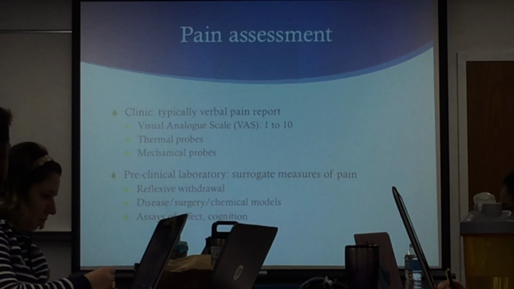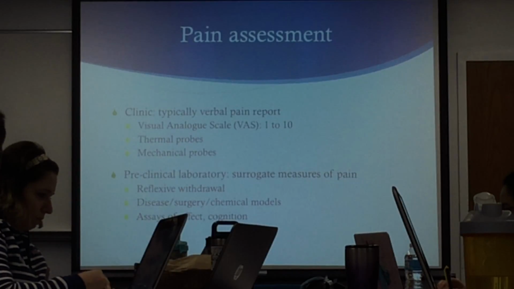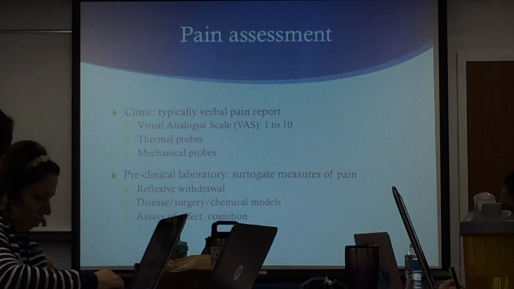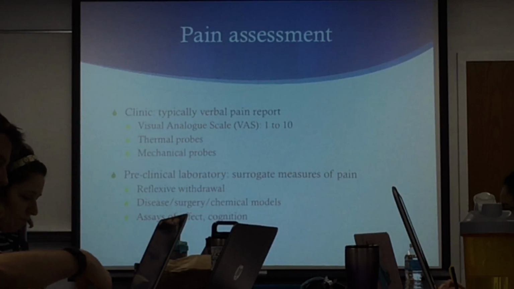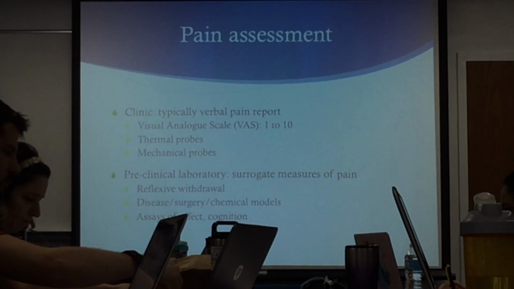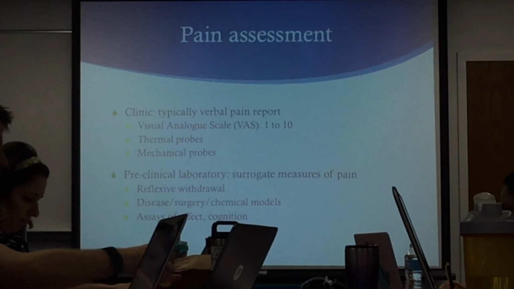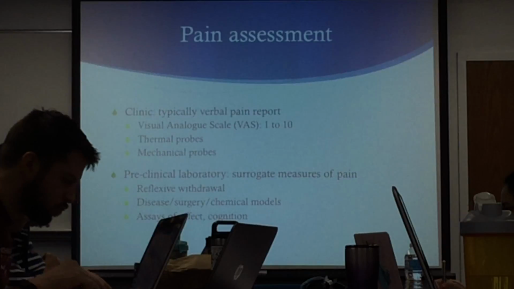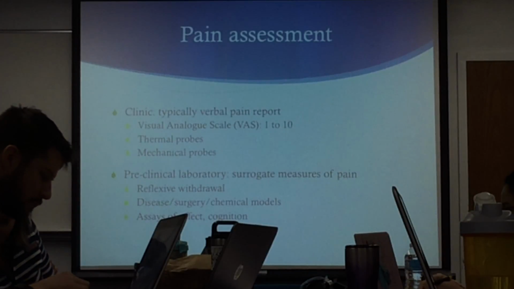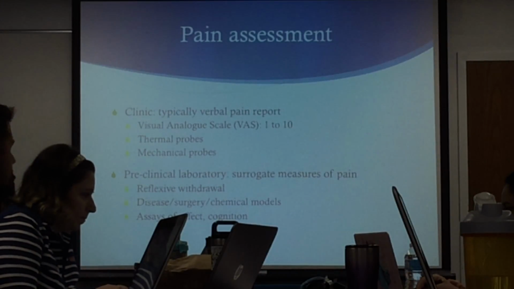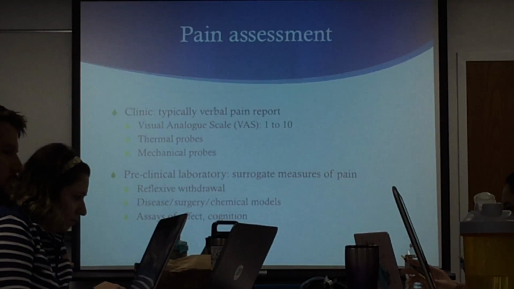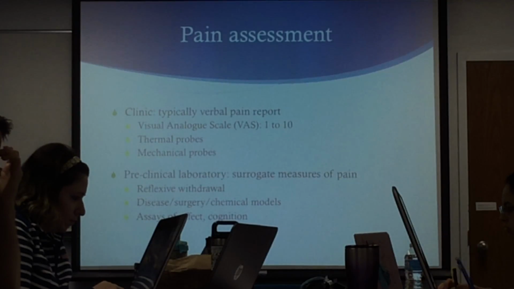Obviously, in the laboratory, the realm that I work, I'm not an MD, you have to come up with these surrogate measures of pain, because you can't ask a rat or even a non-human primate, where does it hurt and how much it hurts. So you have a lot of reflexive withdrawal. So if you apply a painful stimulus, the animal will jerk its paw away or tail away, as the case may be.